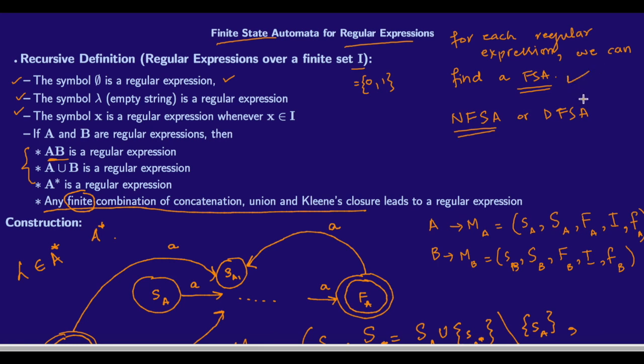Okay, so this is it about this part of the relationship between finite state automata and regular expressions. There is a converse statement for this, that for each finite state automaton, we can find a regular expression. And this will be a subject of some later discussion.